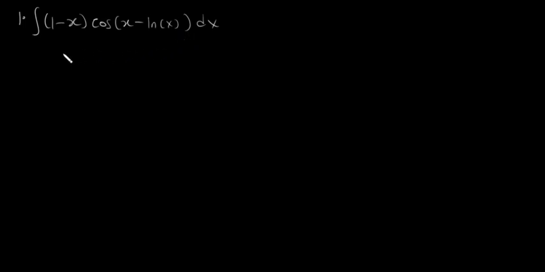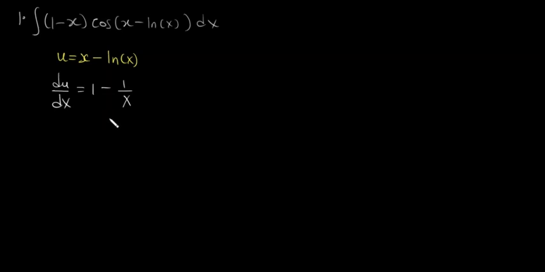I'm going to say that let u be equal to this expression inside the cosine function. That would be u equals x minus the natural log of x. Then what I'll do next is differentiate this function with respect to x. So we are going to have du dx, and that will be equal to 1 minus 1 over x. If you differentiate ln x, you are going to get 1 over x. So this is what we have now.